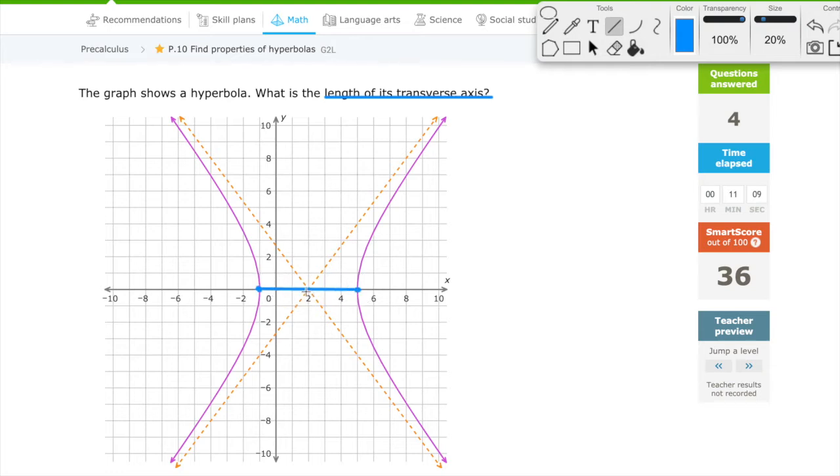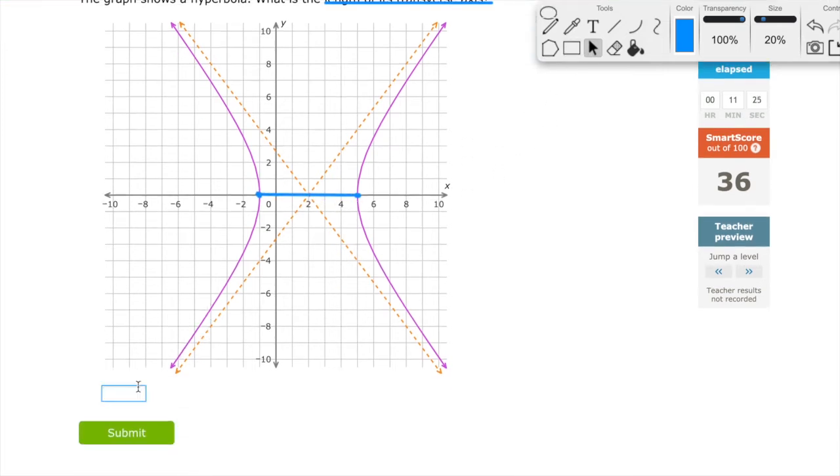If you notice, this kind of crossing part of the asymptote is scooted over from 0. So we might actually want to count those boxes now. So if we go over, we go 1, 2, 3, 4, 5, 6 is our length. So that's what we would put in here.